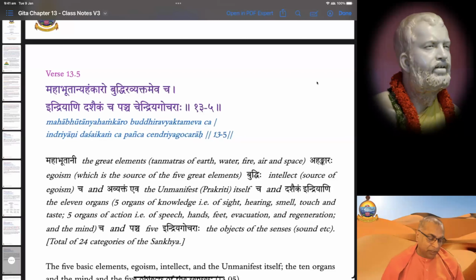Dashaikam cha pancha cha indriya gochara. Indriya gochara means that to which the indriyas are going out. What are they? These are the pancha mahabhutas, 5 gross elements. So you see, in one verse, Sri Krishna has explained almost the whole, the 24 cosmic principles are there. That's nice.